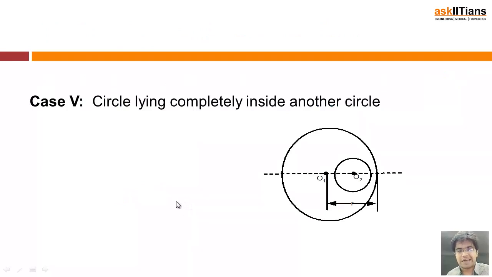Now we'll move to the last case, when the circle lies completely inside another circle. That means the distance between O1 and O2, the centers, is even less than the difference between their radii. You can see that I cannot draw any common tangent because there is no common point, and the circle is also lying within the other circle. So I cannot draw any common tangent.